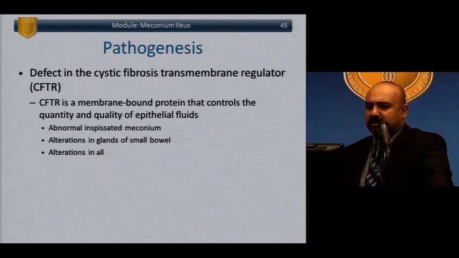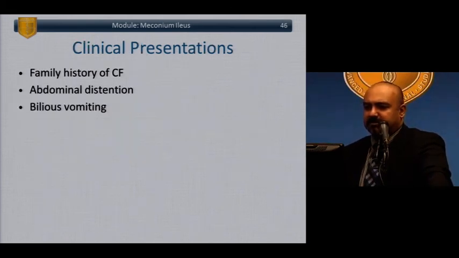Pathogenesis: the CFTR gene is a regulatory, basically a membrane-bound protein that controls the quantity and quality of the epithelial fluids. So alterations in this alter the sodium content and the thickness and viscosity of the fluid. So it affects the lungs as well as the GI tract. Family history of CF is important. Abdominal distension and bilious emesis, so distal obstruction. This will basically present the same as a jejunal ileal atresia or Hirschsprung's disease or any of those things.